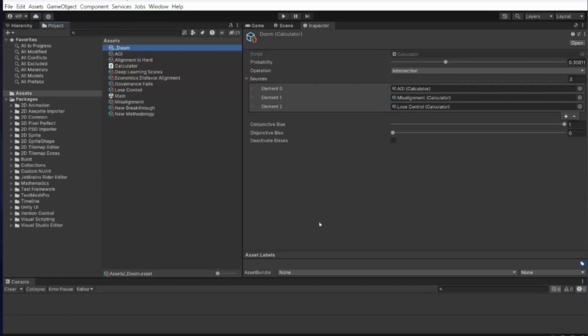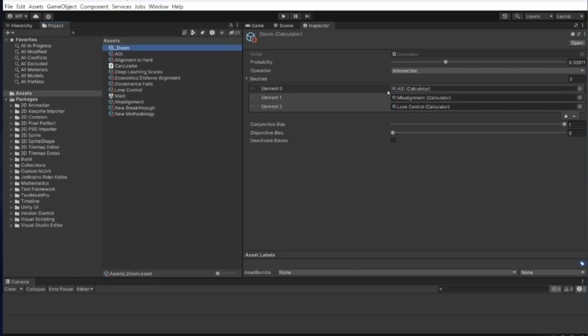This is a demo of a general purpose open-ended probability calculator that I'm building. It's currently set up for calculation of the p-doom from AI. I have my probability calculated at 0.30, 0.8, and this is a result of three sources.